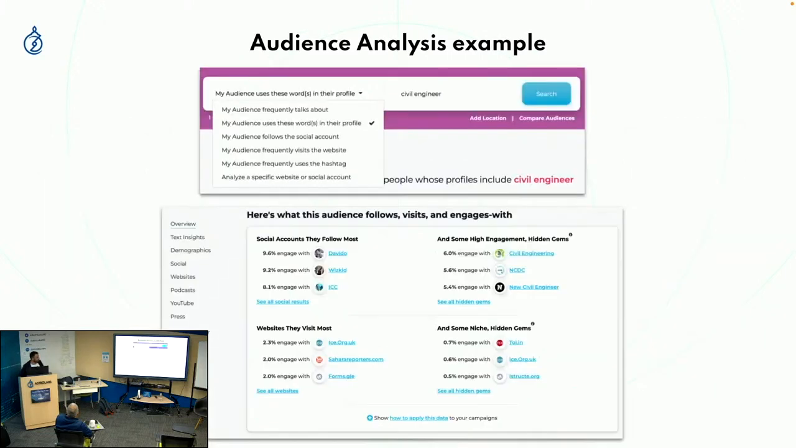Okay, we have 15 minutes. So yeah, there's a lot of tools. Like one of the tools is called SparkToro. For example, I put civil engineer there, people who have civil engineer in their profile.